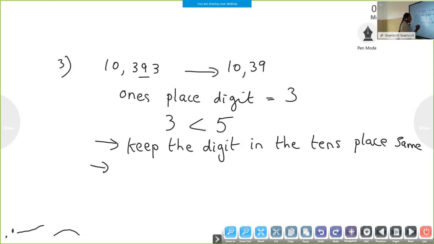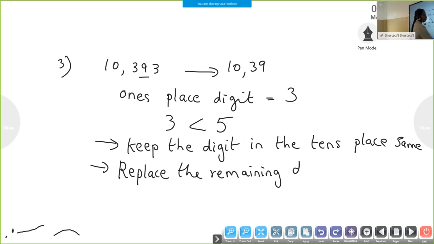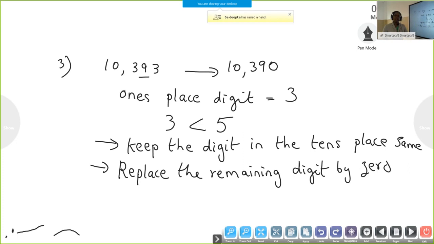Okay. Then the next step, and the other case, is the same: replace the remaining digits by 0. Whatever the remaining digits are, whether equal to 5, greater than 5, whatever they be, no problem, just ignore that and replace the remaining digits by 0. Is that clear, all of you? Okay, so these are the three cases for rounding numbers to the nearest 10.